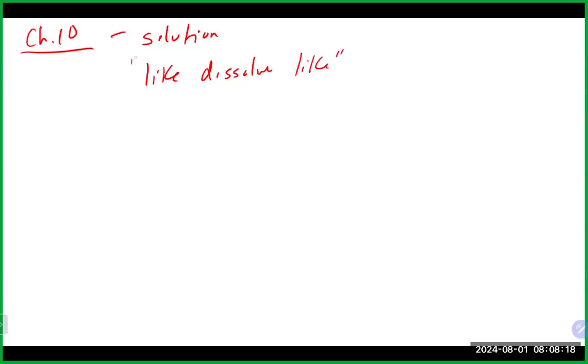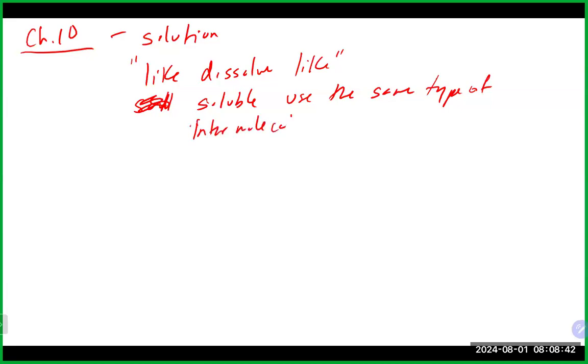And again, that's the idea that when molecules interact with one another, they are going to be really soluble if they use the same type of intermolecular forces. So if you bring two molecules together that are using the same type of intermolecular forces as they use with themselves, that will allow them to interact with one another very easily and will make them soluble in one another.